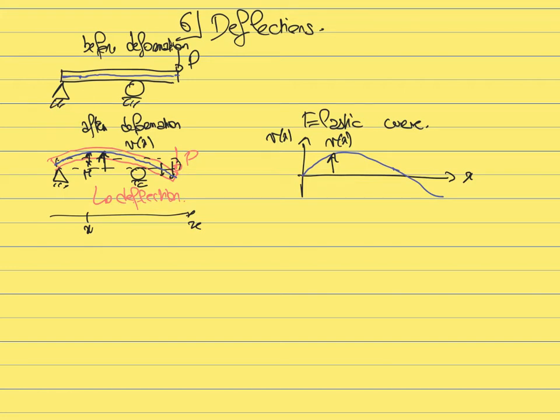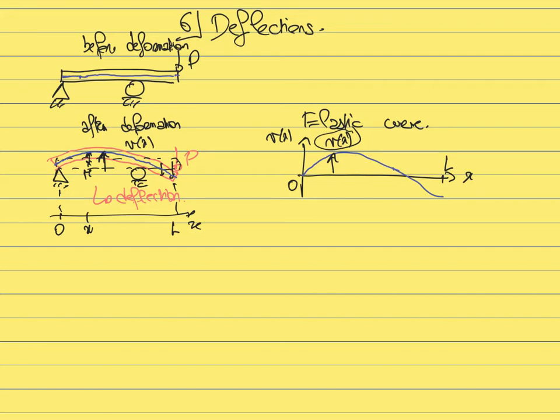So for example, if you have your beam going from x equals 0 to x equals L, then what you can do is plot the value of the deflection, the value of the lateral displacement of the elastic curve, between 0 and L. That gives you a function v of x, and this function v of x is what we will use to quantify the deflection of a beam.